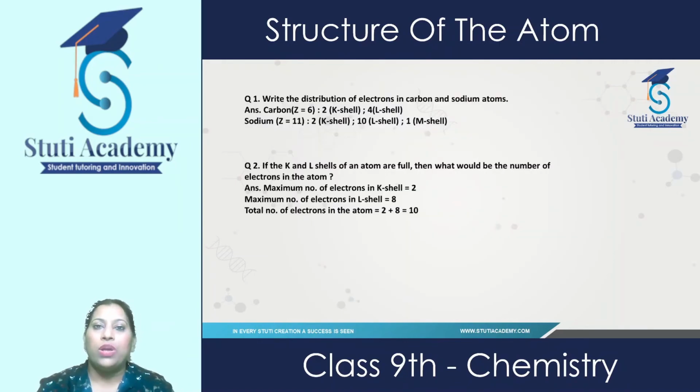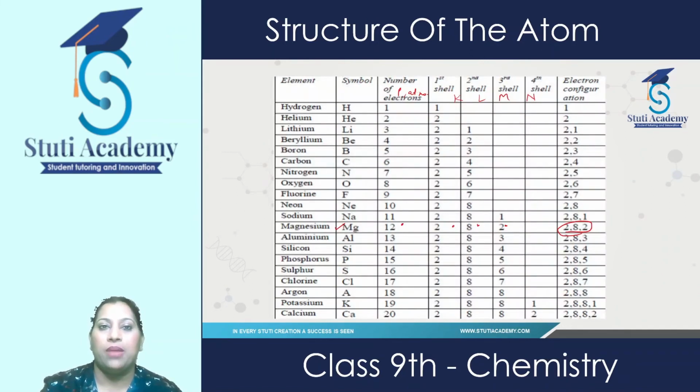And what type of questions can come from this topic? Like, write the distribution of electrons in carbon and sodium atom. It means you have to write the electronic configuration of carbon and sodium. But before that, you need to learn atomic numbers. These are the atomic numbers 1 to 20. You can learn these atomic numbers.